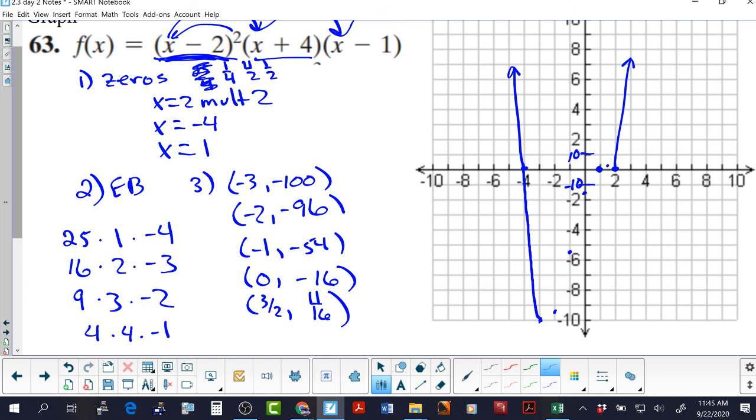So we're down here. It comes up like this and bounces off the 2. See, the 2 counted twice, so that's where it bounces. The negative 4 and the 1 are going to cut through because those only counted 1 time. They counted an odd amount of times.